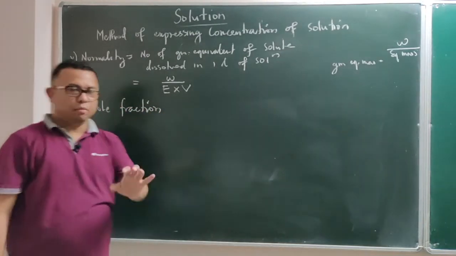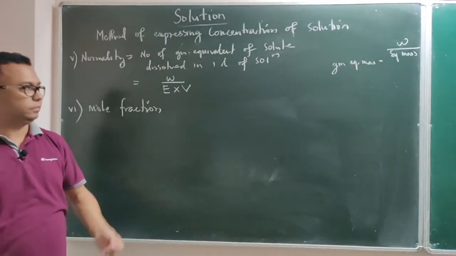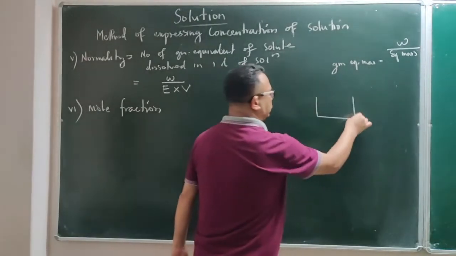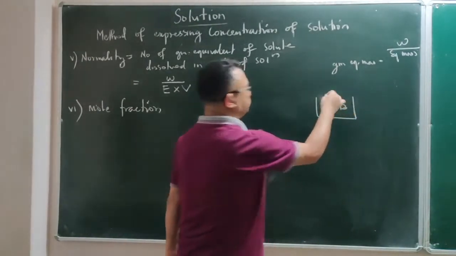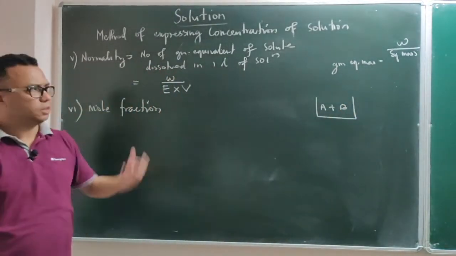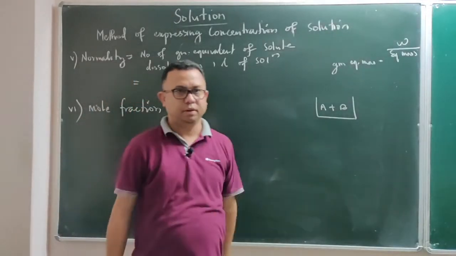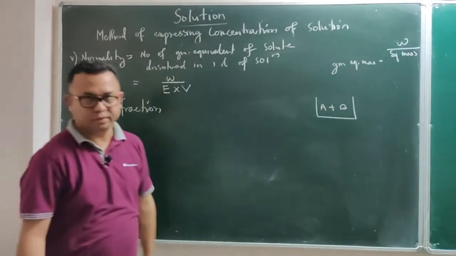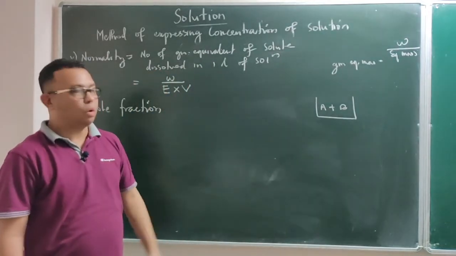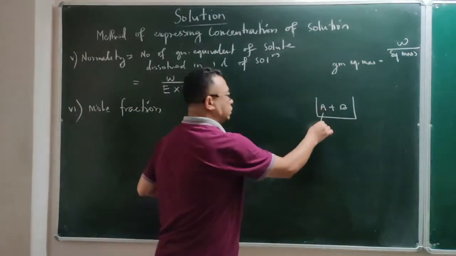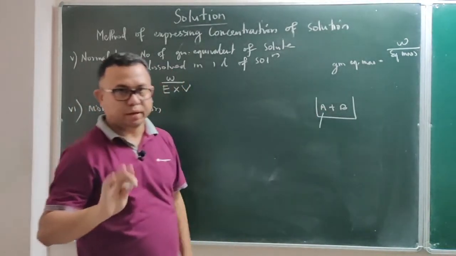Okay, so to define a mole fraction, first I'll give a simple example. Let's suppose our solution is consisting of 2 components, A and B. Sometimes it may be more than 2, it may be consisting of 3 components, A, B and C. But let's suppose here we have 2 components, A and B. Let's suppose the number of moles. I'm not talking about weight, I'm talking about number of moles.